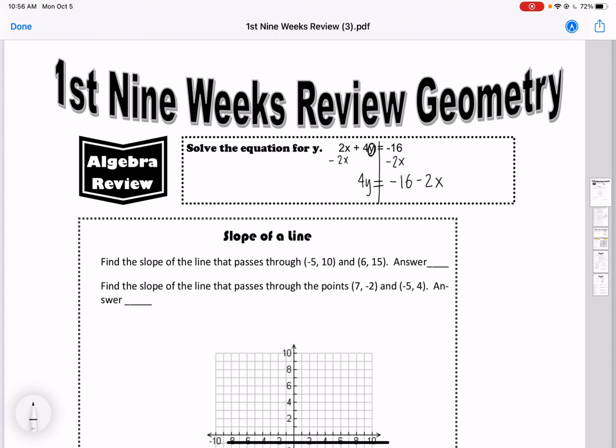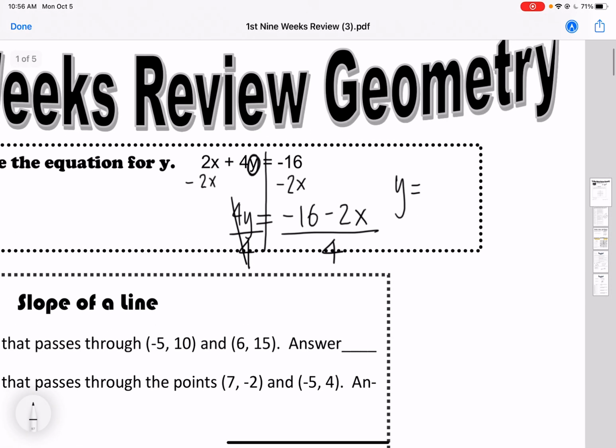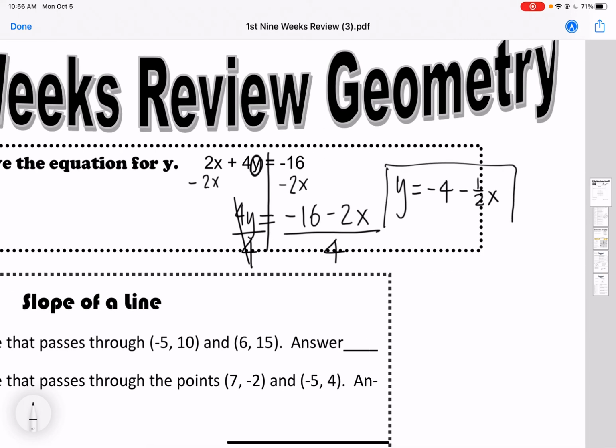Well, then my next step would be to divide by 4, because then I'll finally be able to get rid of the 4 paired with the y. That's multiplying to the y. So I'm left with y equals on the left-hand side. But when you're dividing, and there's multiple things that you're dividing, you have to divide everything. So you have to take negative 16 and divide it by 4, which we get a negative 4, and then negative 2x divided by 4, which gets you a negative 1/2 x. And then that's our answer.